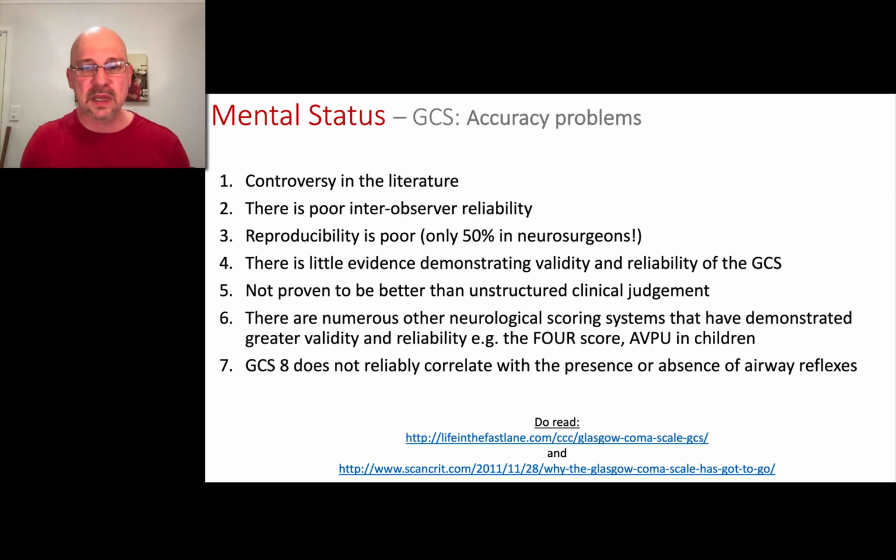So I'm going to really recommend that you go to Life in the Fast Lane, and also go to ScanCrit. They've got some good criticisms of the Glasgow Coma Scale that, even if you're using it, you should be aware of. You should know the quality of the tool that you're using and when you can and can't rely on it. My whole point in this is to make you wary of relying on the GCS. And if I have accomplished my mission, yes, use it. Don't trust it a lot.